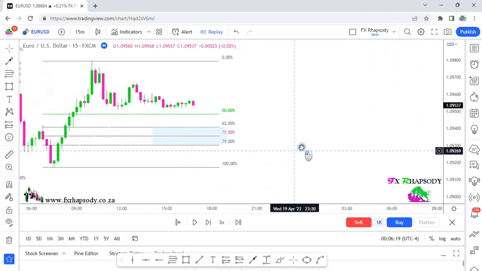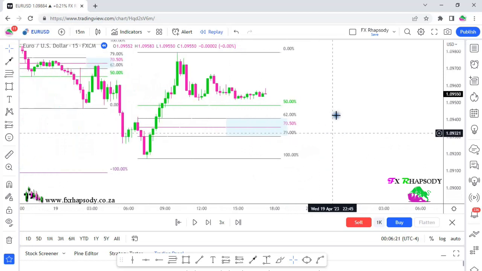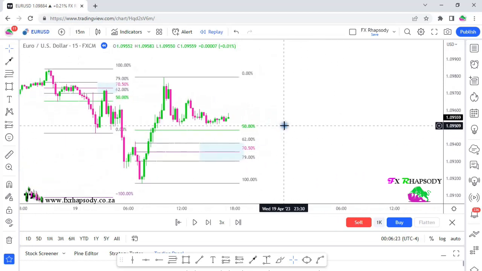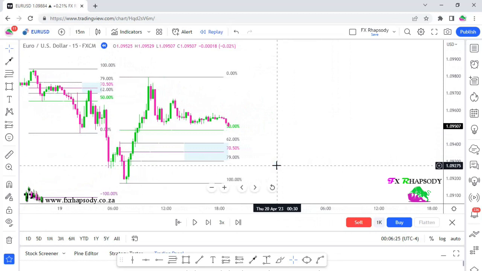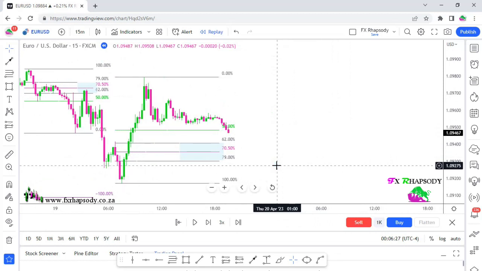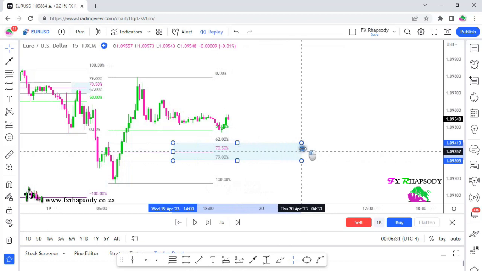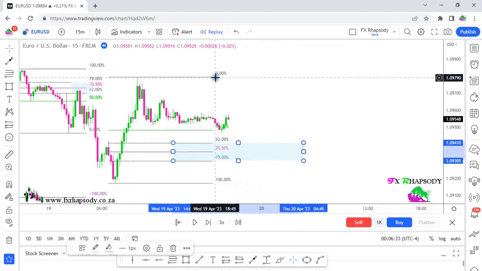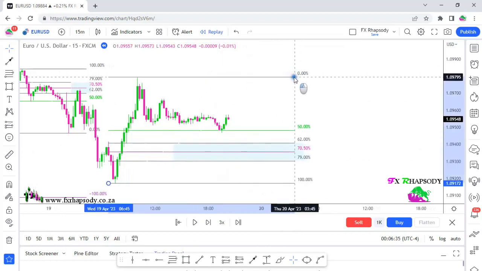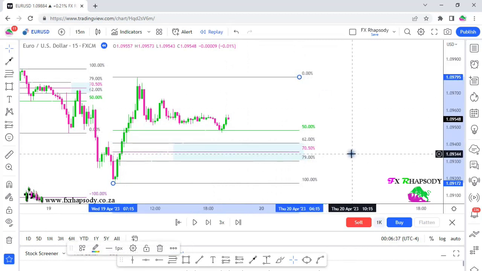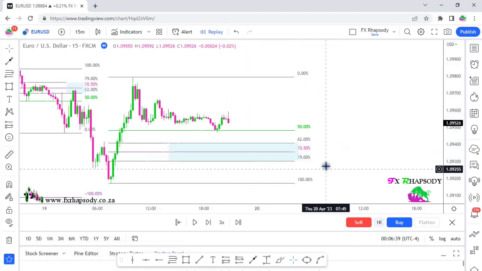Price not getting there yet. Just zooming out a little bit. So we wait until price gets to that area. This is where you're sitting on your hands. I'm just going to extend it a little bit, and extend this, because now we're just waiting for price to retrace back.